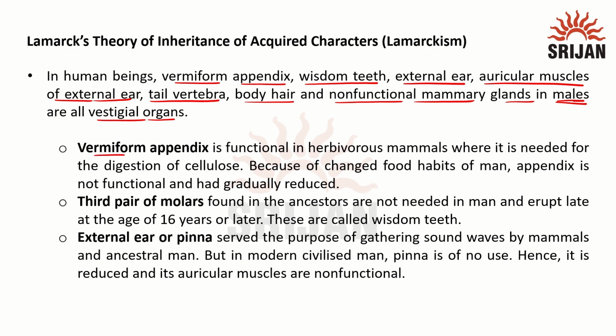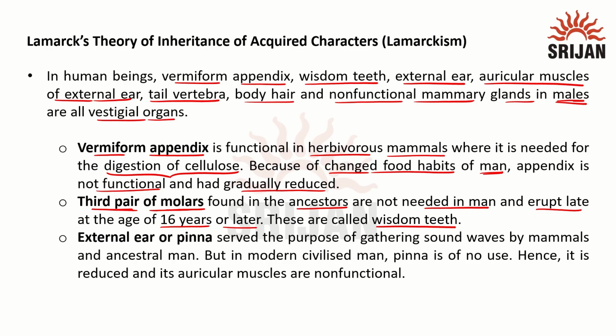So if we understand the vermiform appendix, it is functional in the case of herbivorous mammals like cow, deer, buffalo, etc., where it is needed for digestion of cellulose. And because of the changed food habits in man, the appendix is no longer functional and has gradually reduced in size. Next is the third pair of molars, also known as wisdom teeth. This is found in the ancestors and is not needed in present day man. These erupt late, at the age of 16 or later, and they are not functional or important in our body.